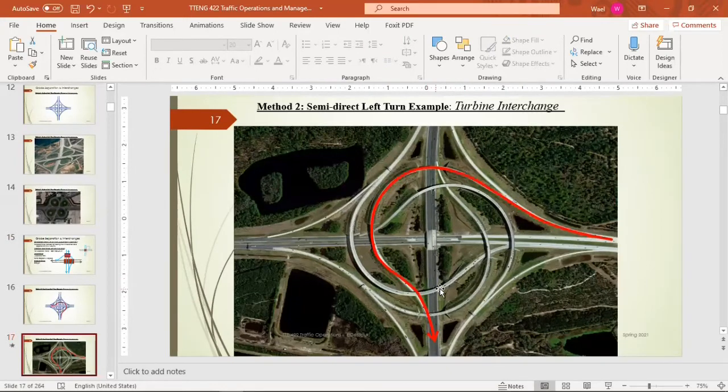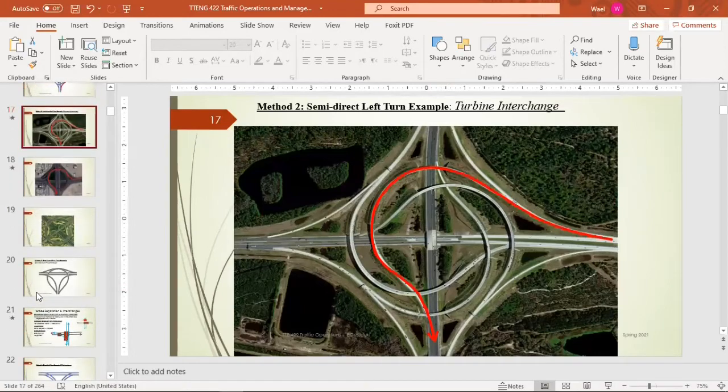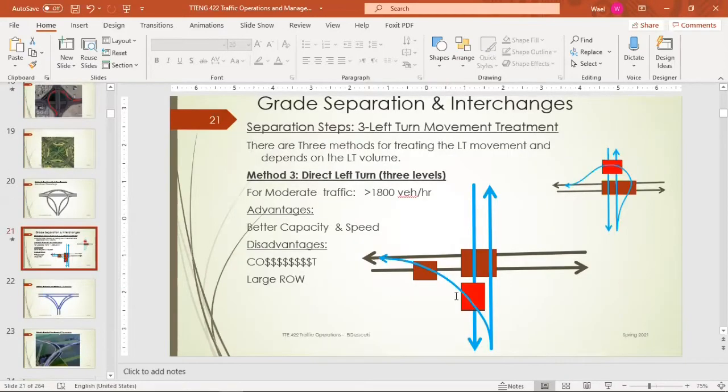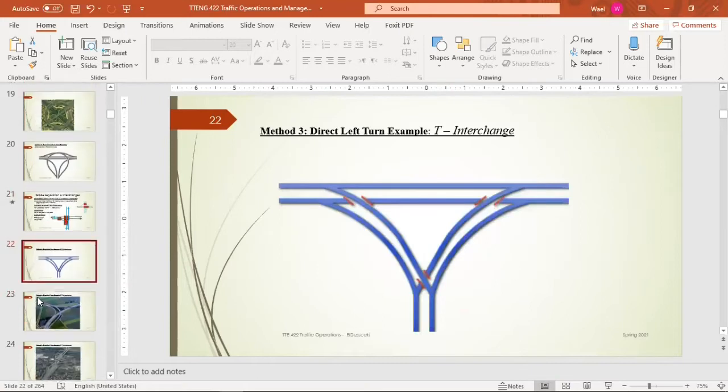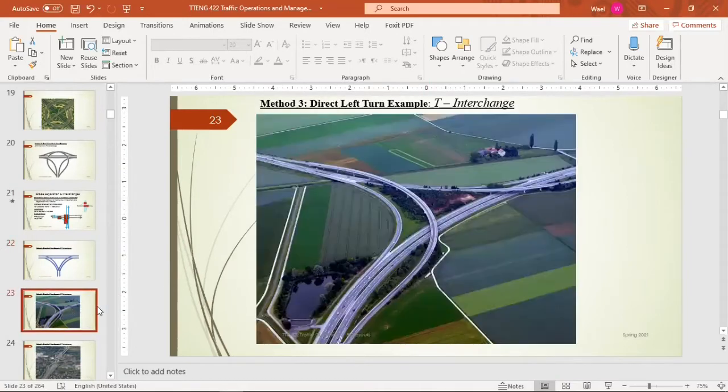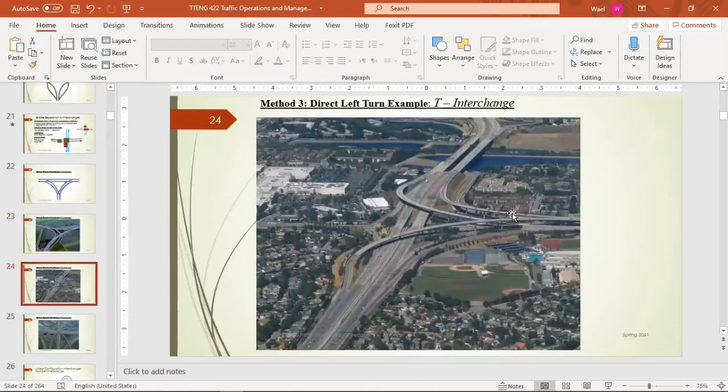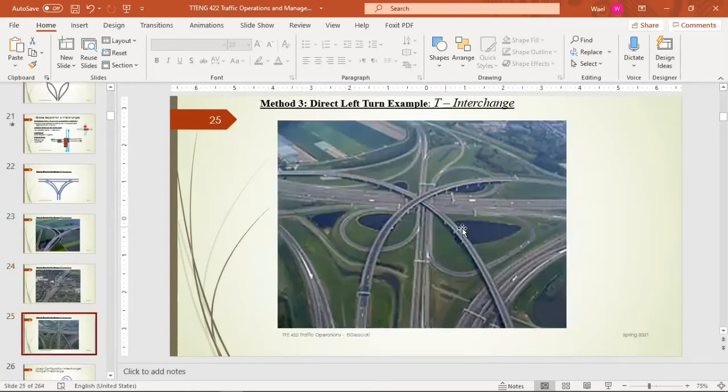It's not that simple. Okay, here we build even more bridges and higher in the elevation. So that's an example for a T interchange, where we are using two direct left turn ramps. That's an example. Okay, this is a direct left turn ramp, and that's another example for a direct left turn ramp. That's another example, but this is basically a mix of left turn treatments.